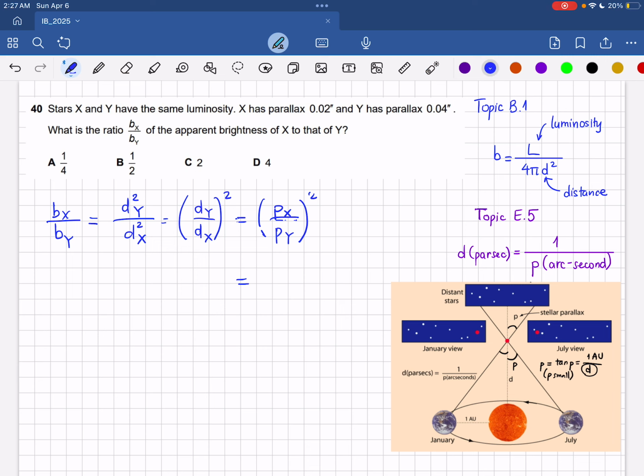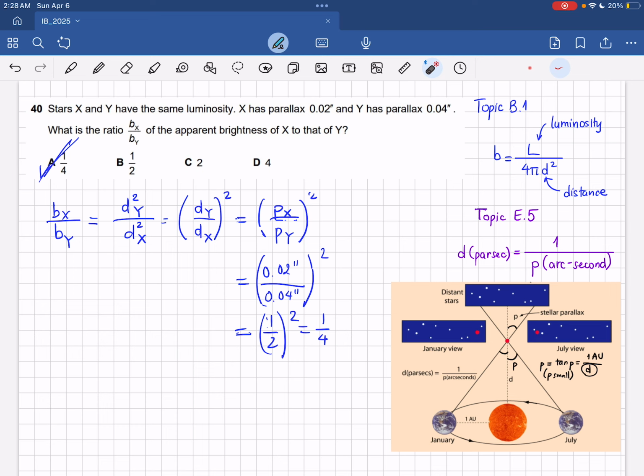Just plug it in. p_x is 0.02 arcsecond over p_y which is 0.04 arcsecond, and don't forget to square them. Then you will get a half, and then you square it, so you get one quarter. That's why A is the answer. Make sense, right? Okay, thank you. Good luck.